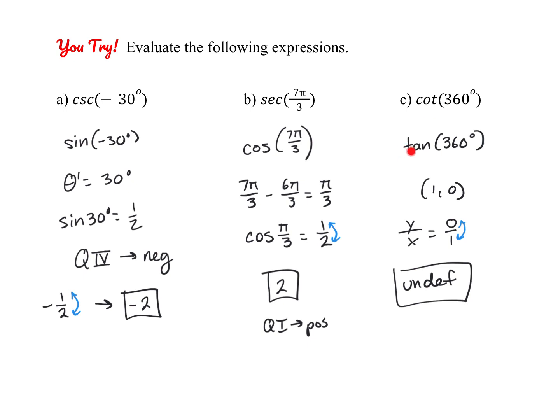And here I'm finding the tangent of 360 degrees, and I'll take the reciprocal of that. Here's the coordinate at 360. And remember, for tangent, you do y over x, which is 0 over 1, and the reciprocal of that is undefined.